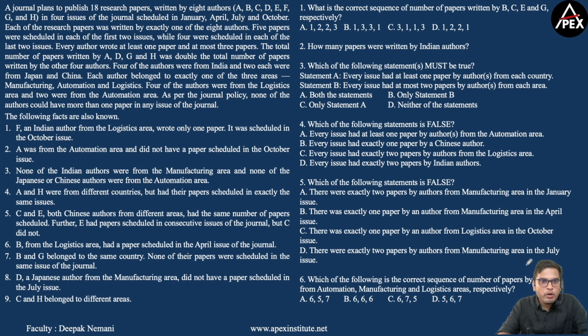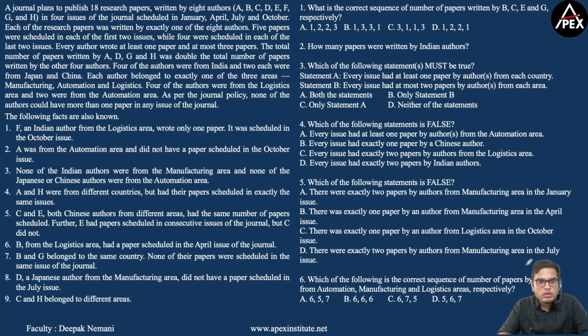5 papers were scheduled in each of the first 2 issues, that is in the months of January and April, while 4 were scheduled in each of the last 2 issues, that is July and October. Now every author wrote at least 1 paper and at most 3 papers. So the number of papers written by these 8 authors can be either 1 or 2 or 3. So you cannot have any author writing more than 3 papers. The total number of papers written by A, D, G and H was double the total number of papers written by the other 4 authors.